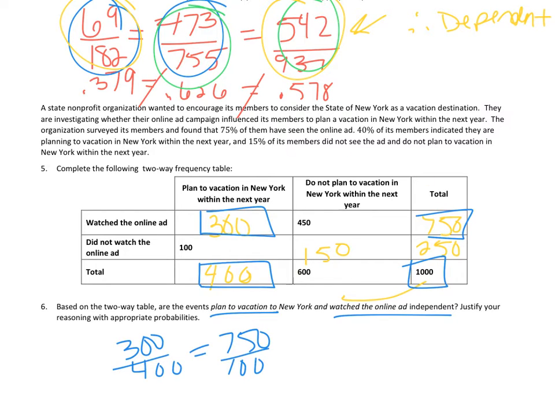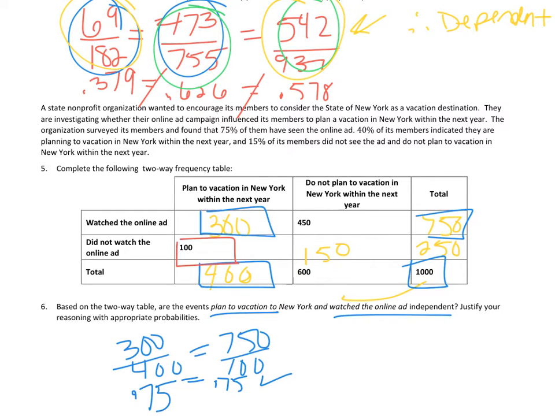So I'm going to divide those in my calculator. So I'll do 300 divided by 400, and I will get 0.75, which does equal 0.75. So these would be an example of independent events. And you could also double check it if you want. You could do it like, I don't know, it really doesn't matter.